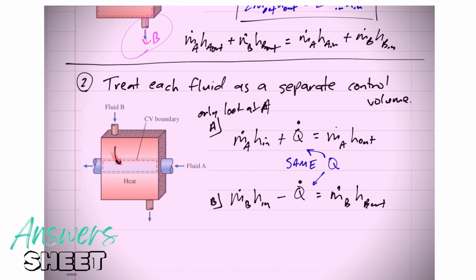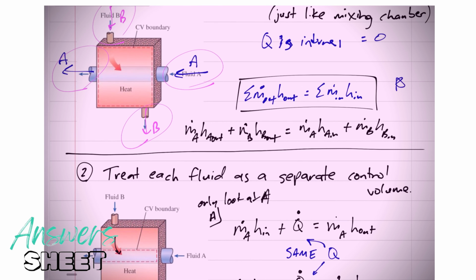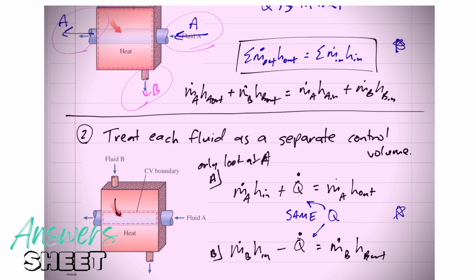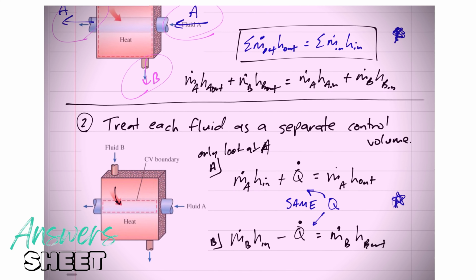If you're only looking at A, then it's just going in and going out, and it's getting some Q into it. If you're looking at B, then it's m dot h going in, m dot h going out, and it's losing Q. You might have to do both of these methods in order to solve for what we need.